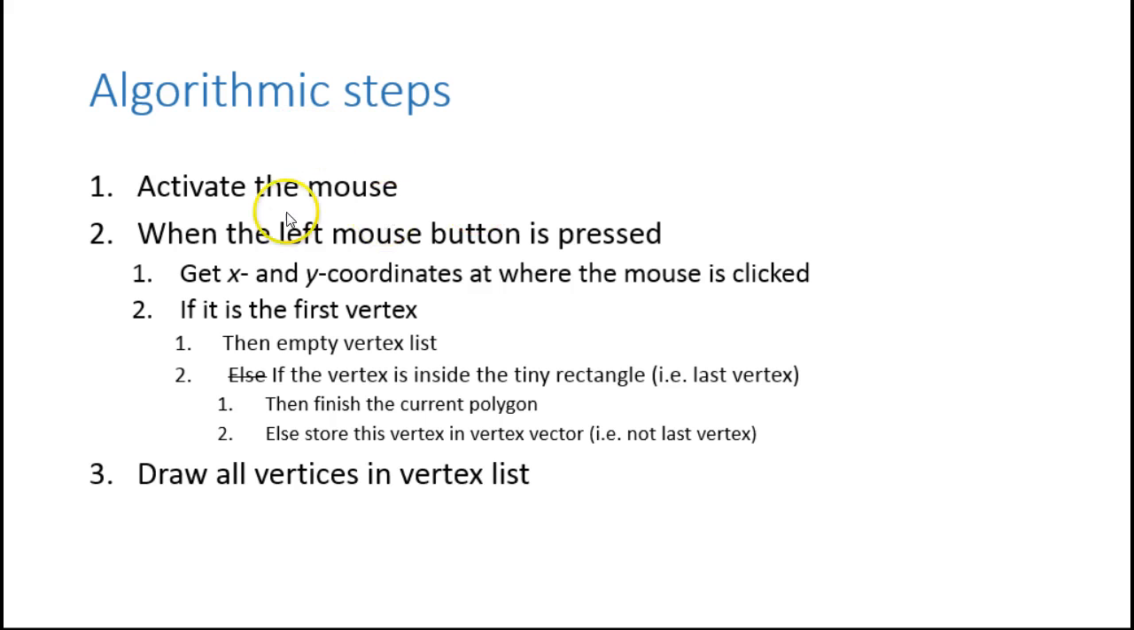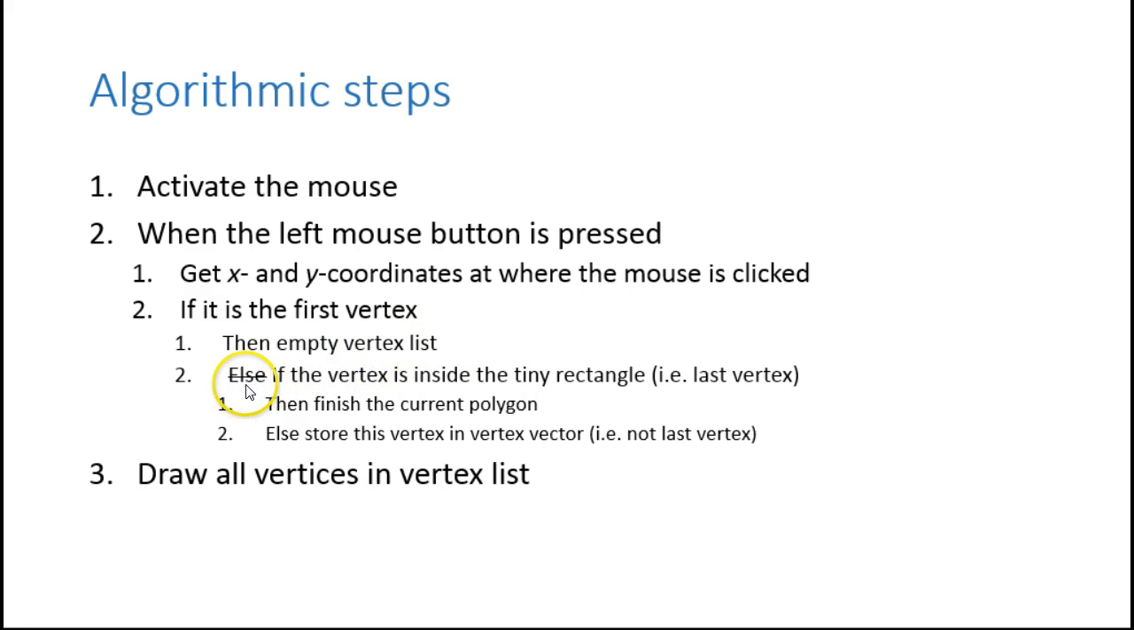So the algorithmic steps are: activate the mouse. When the left mouse button is pressed, we're going to get the x and y coordinates where the mouse is clicked. That makes sense. And then if it's the first vertex, we're going to empty the vertex list. So we're going to empty our list of vertices.